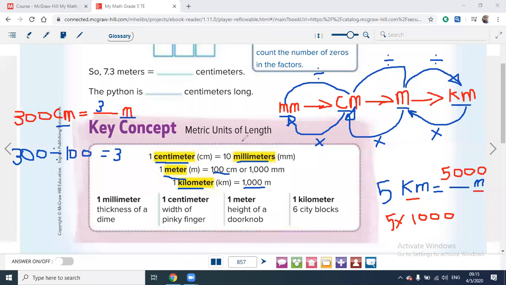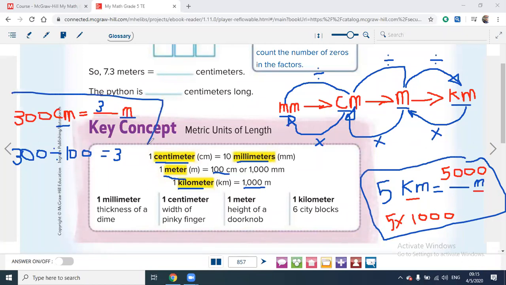Okay, I gave 2 examples: from large unit to small unit, like this, and from small unit to large unit, like this example. Now I will allow all of you to speak. For anyone who has a question, you can ask me. Any question?